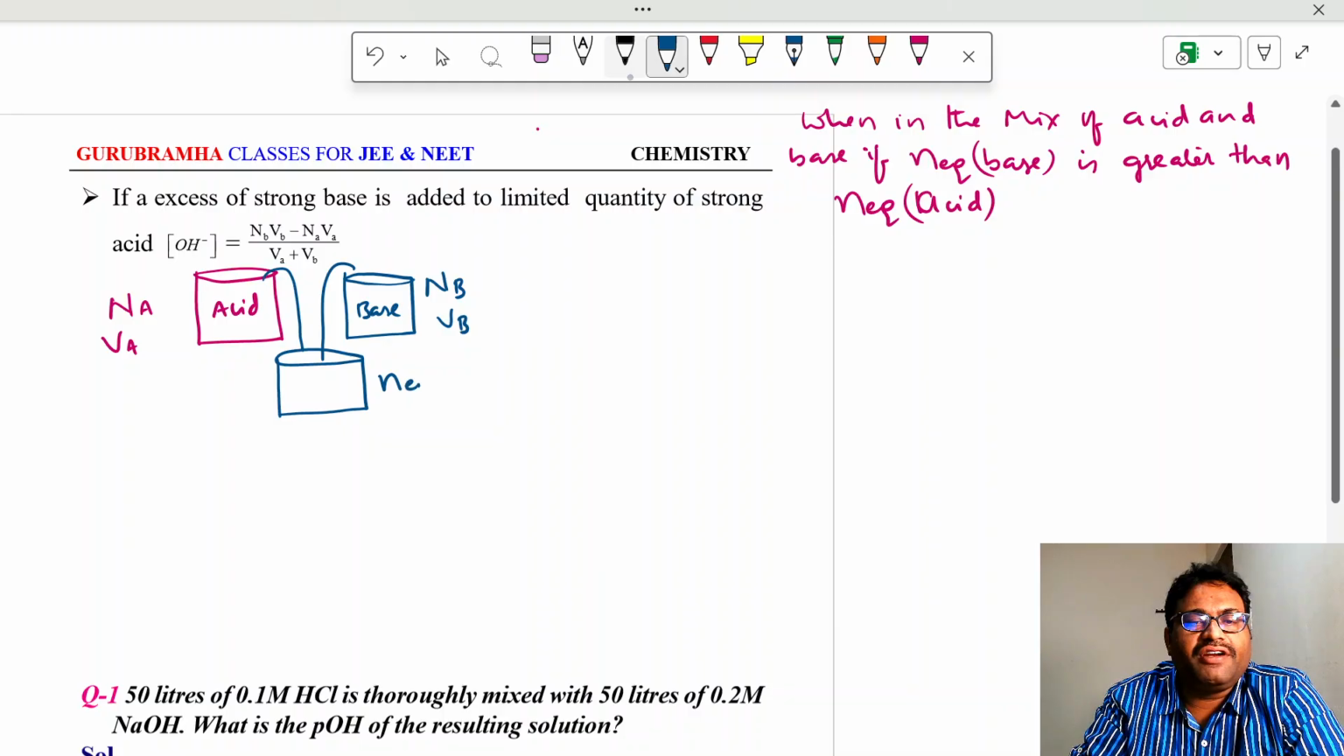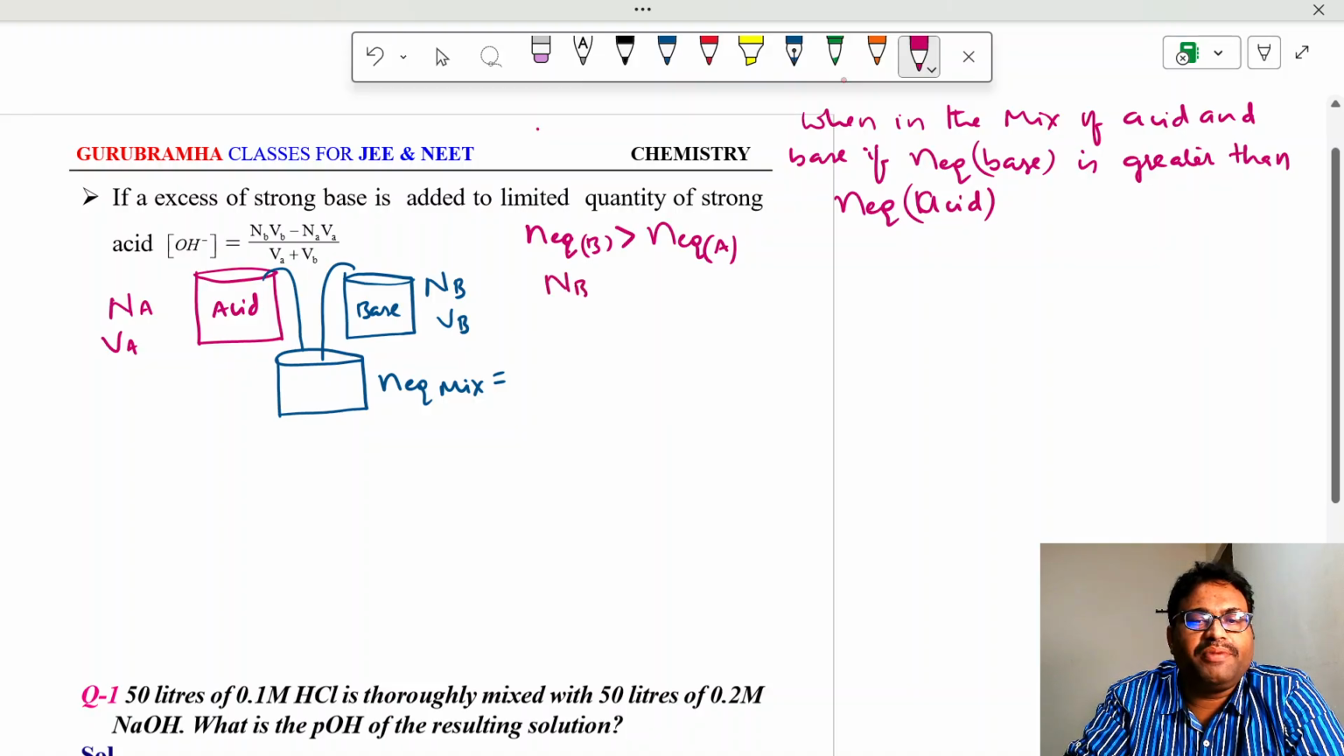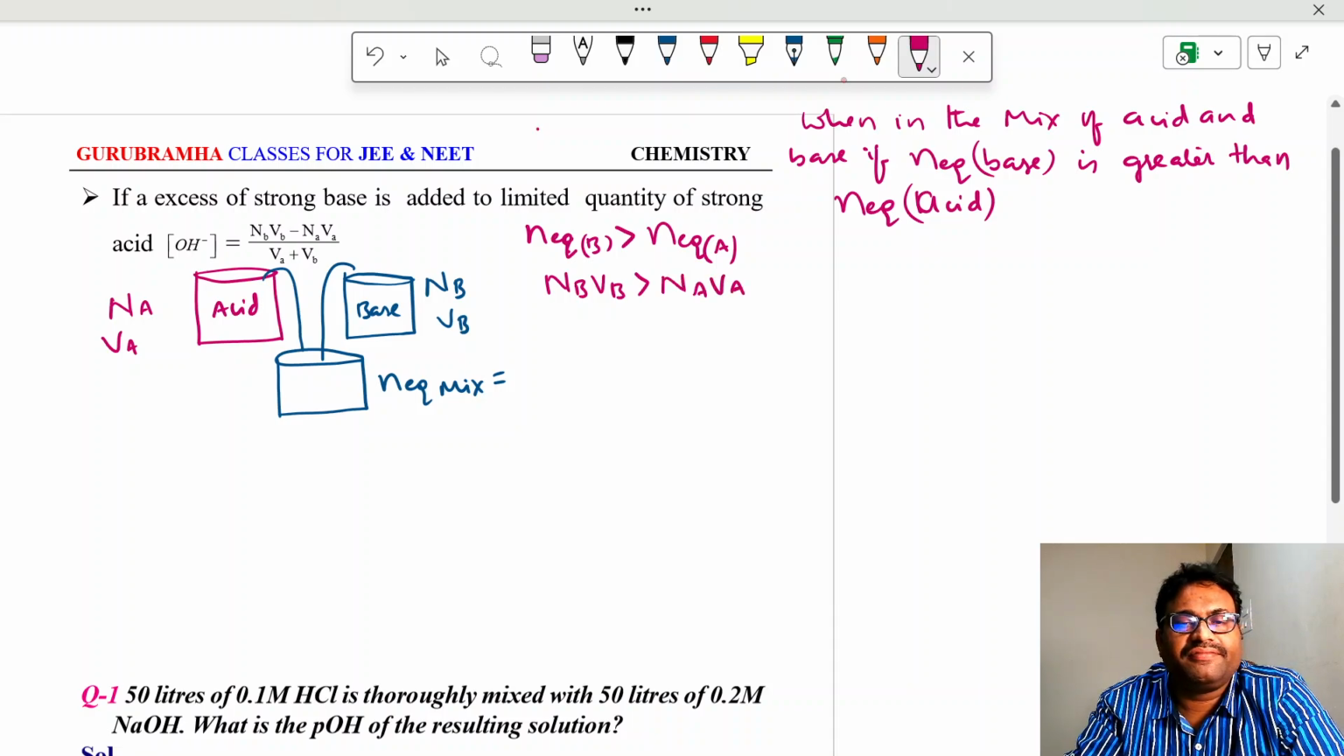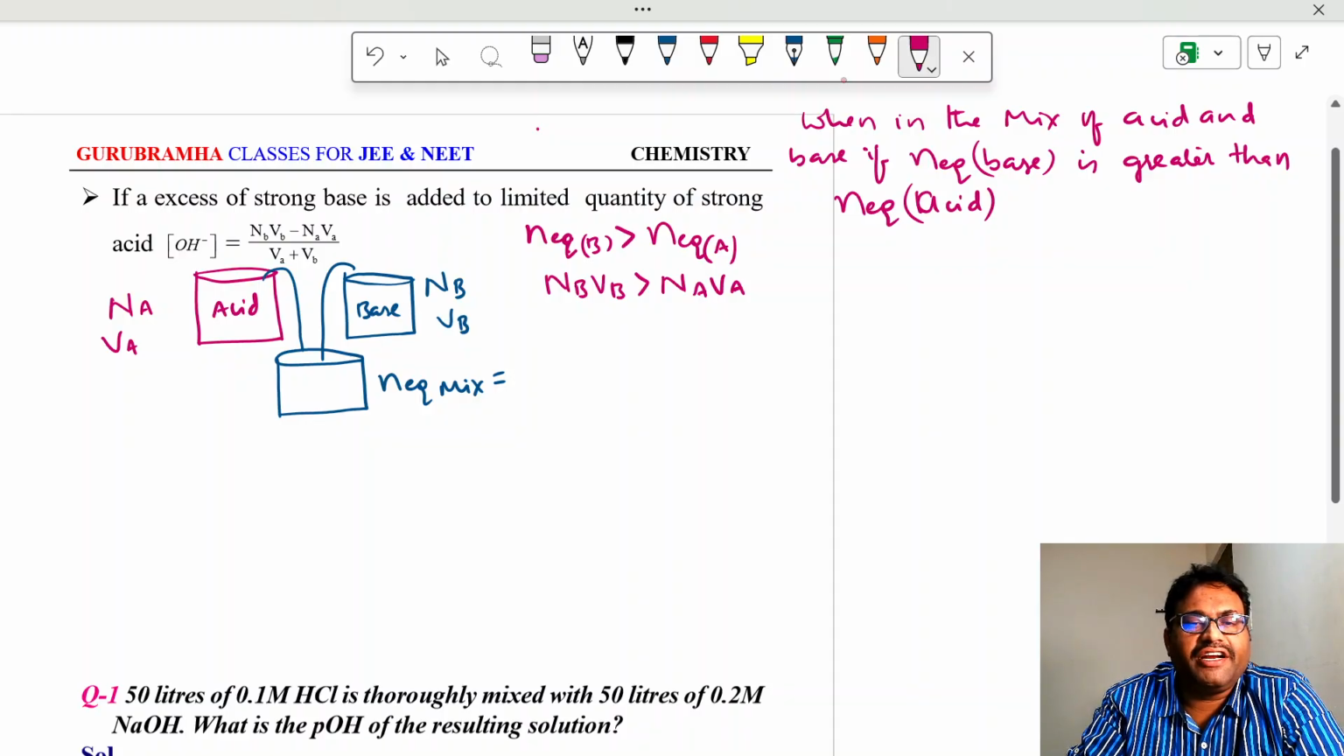So the number of equivalents of the mix will be equal to... The condition here is that the number of equivalents of base is greater than the number of equivalents of acid. That means NbVb is greater than NaVa. What is N? Normality. Then you can write the number of equivalents of base minus the number of equivalents of acid.